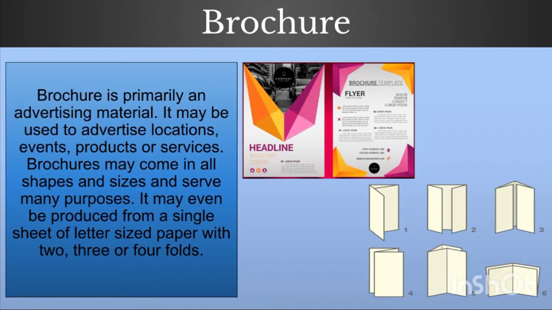It may even be produced from a single sheet of letter sized paper with 2, 3, or 4 folds. Keeping in mind the aim of a brochure, the layout should be such that the text written in it should be straight to the point and maximum information should be given in the form of bullet points. The colors should be catchy and the text should be in a very conversational manner.